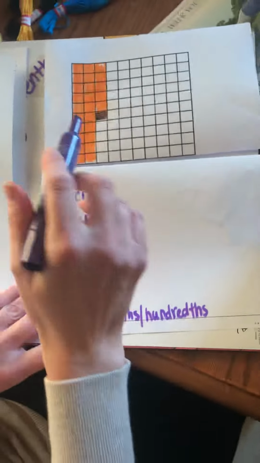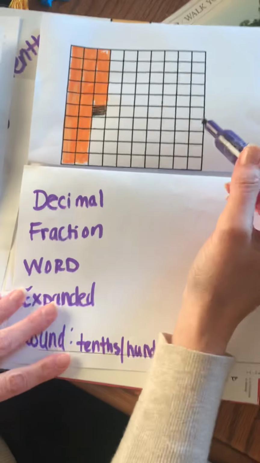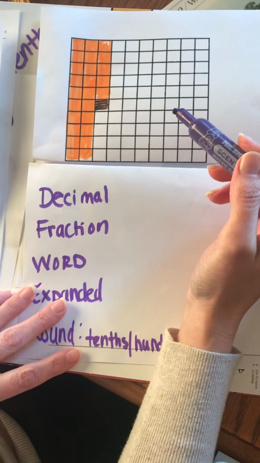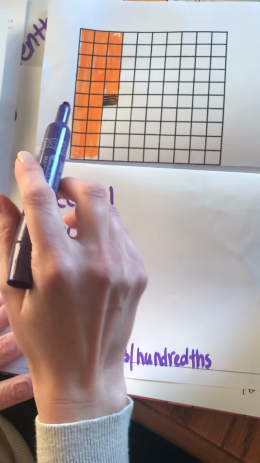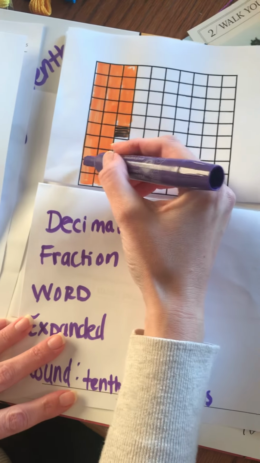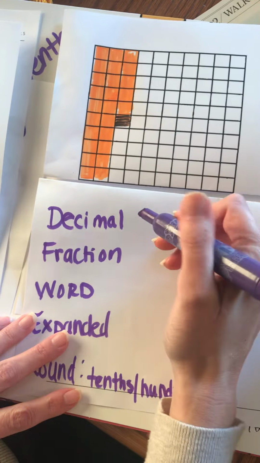Hi everybody. Today we're going to review some things with decimals and then we're going to look at one new thing. So to start out, we're going to review how to write a decimal from a model. So I'm going to look at this model and remember there's 100 squares here. And to start out, I'm going to look and see how many tenths I have. So since I've got these two columns, I've got 2 tenths.